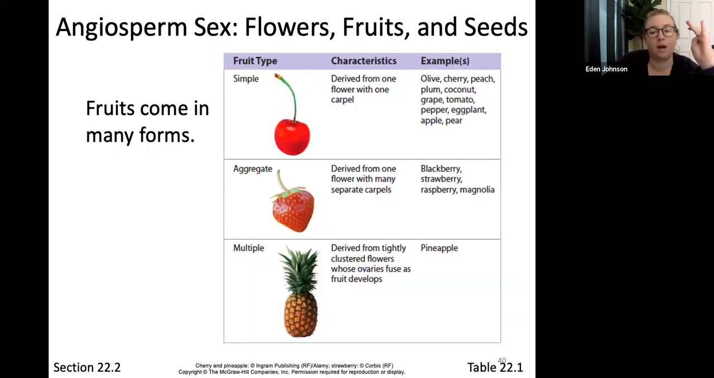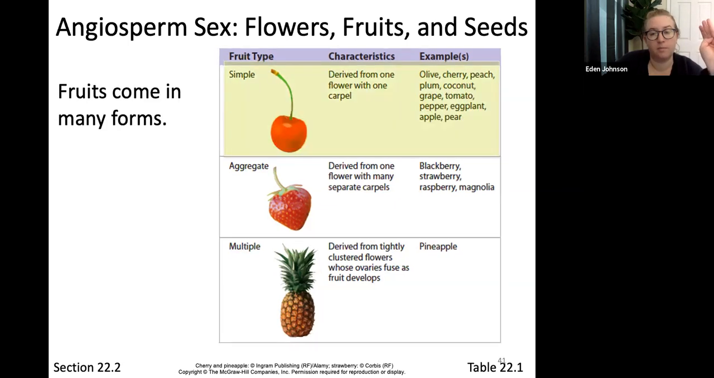All right, guys, we're going to talk about all the different forms fruit comes in. So your first fruit form is a simple fruit type. Your simple fruit type examples are going to be olives, cherries, peaches, plums, coconuts, grapes, tomatoes, pepper, eggplant, apple, pear. It's derived from one flower with one carpel. So you're going to get this one distinguished fruit, okay? So that's simple, one flower with one carpel.